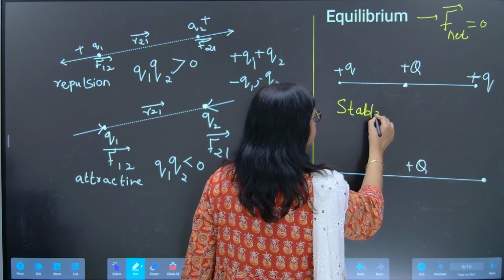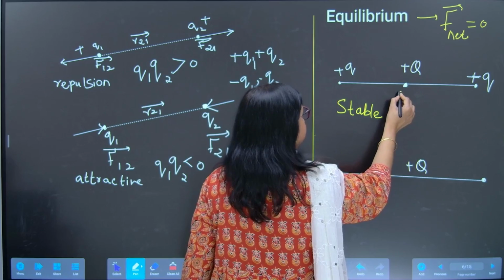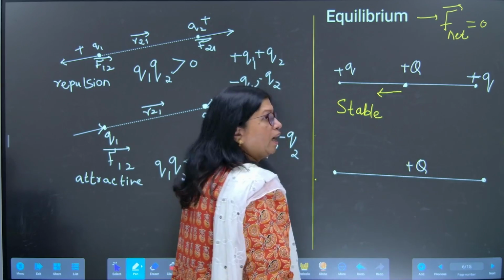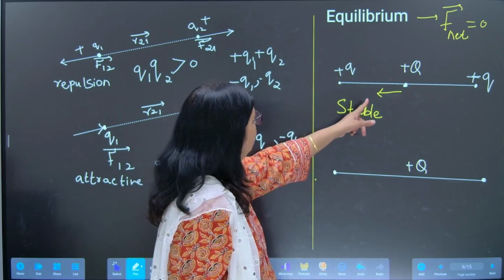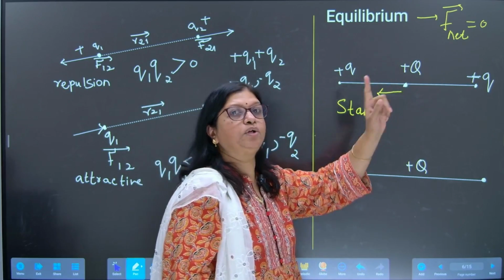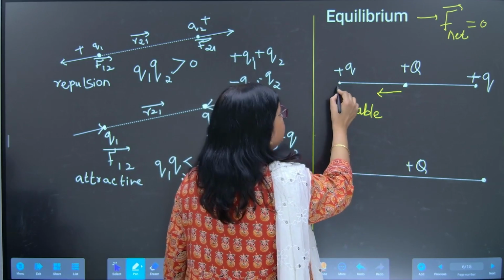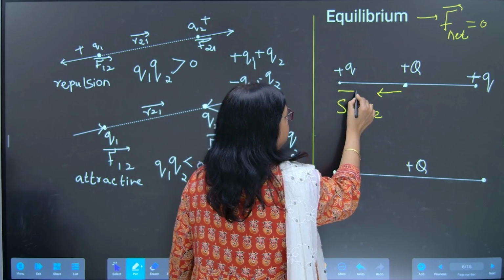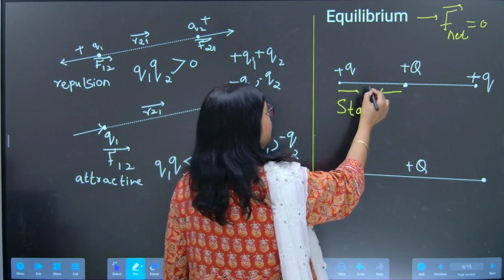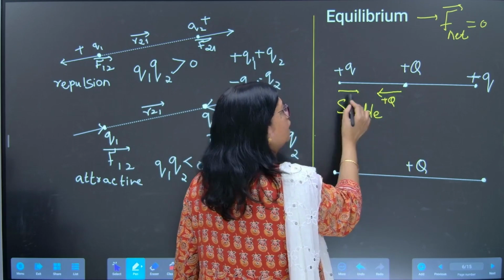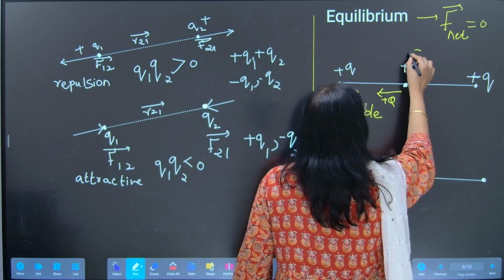Now, a simple example I am taking here. Suppose I shift this charge plus Q towards one of the positive charges and I leave it here in a new position. Will it remain there or will it go back to its original position? It will definitely go back to its original position because this is also positive. So two positive charges will never attract each other. So if I have left this plus Q charge here, it will not get attracted to the other positive charge. It will go back to its original position.